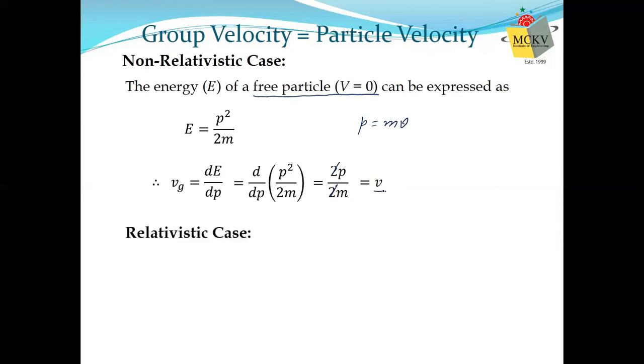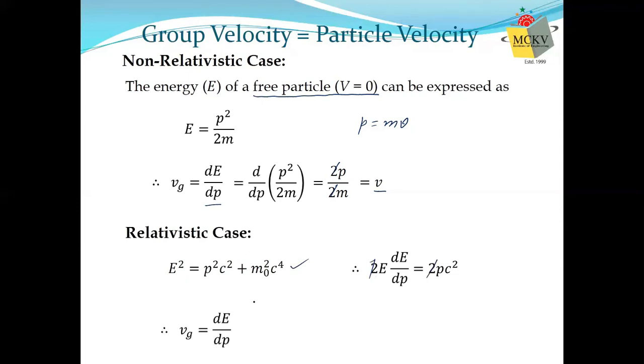Let's try the relativistic case. In the relativistic case, the energy can be written in terms of momentum as E square equal to p square c square plus m naught square c to the power 4, and m naught is the rest mass of that particle. Since we require dE/dp to find group velocity, we differentiate this equation with respect to momentum, and we get this quantity. Therefore, group velocity dE/dp equals pc square by E.